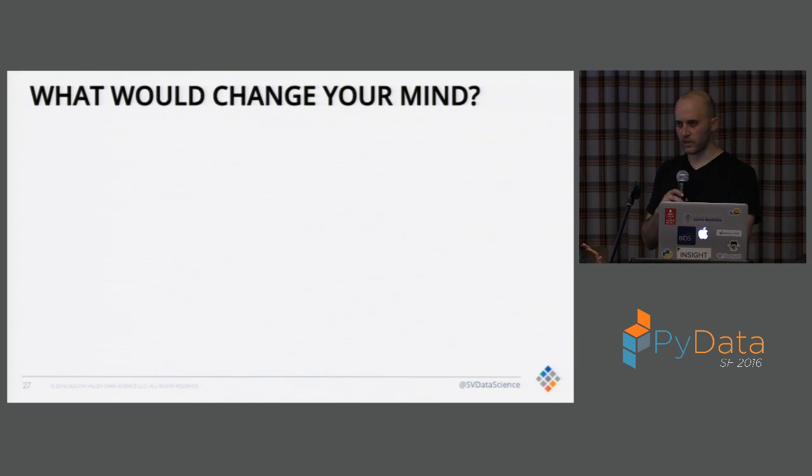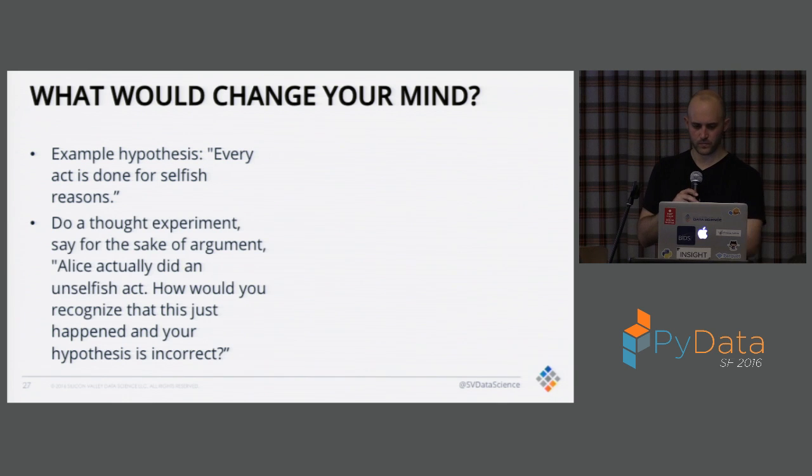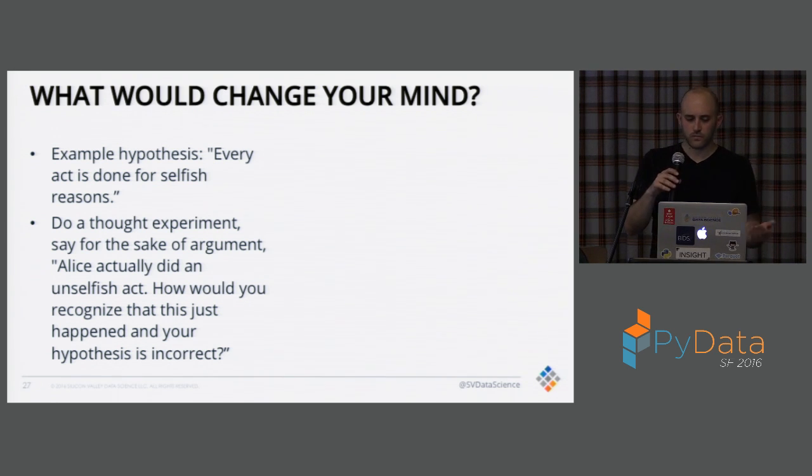So let's just go through a specific example. Let's say your hypothesis was that every action anybody ever takes, ever, is done for selfish reasons. So do a thought experiment and challenge it in this way. Say for the sake of argument, Alice actually did an unselfish act. So we're in this hypothetical realm where we had a person who actually did something that was unselfish. How would you recognize that this just happened and that your hypothesis is incorrect in this case?